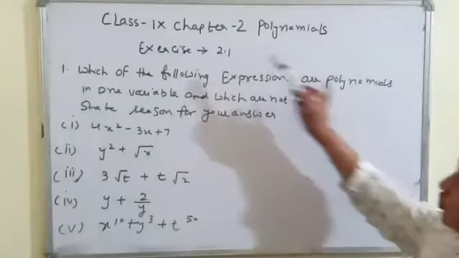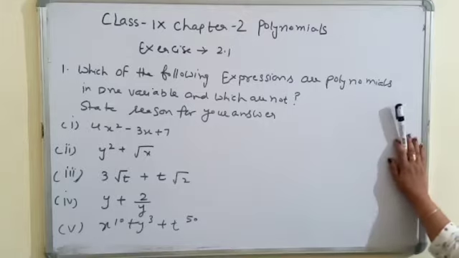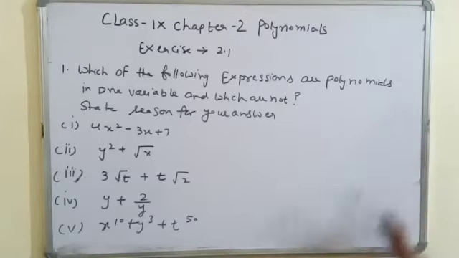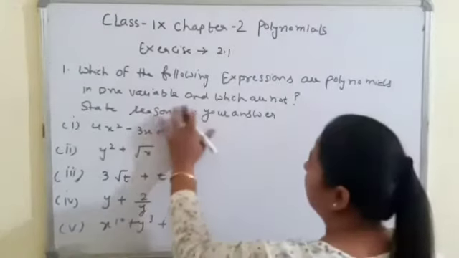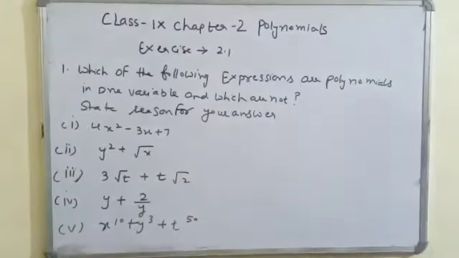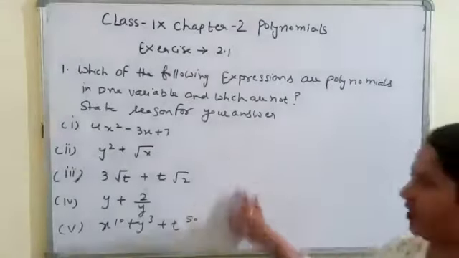Question 1 of exercise 2.1. In the first question, which of the following expressions are polynomials in one variable and which are not? State the reason for your answer. Yes, students, in this question we have to tell which of the following are polynomials or not, and how many of these are polynomials of one variable.